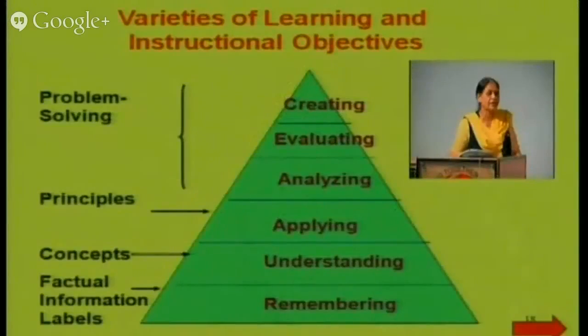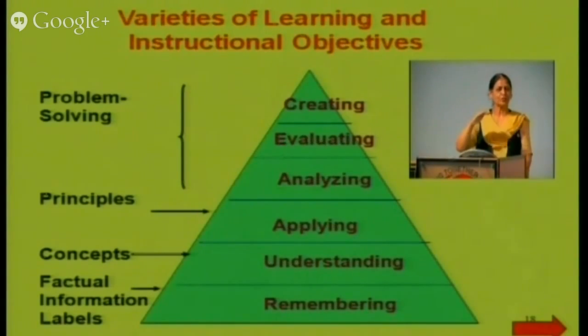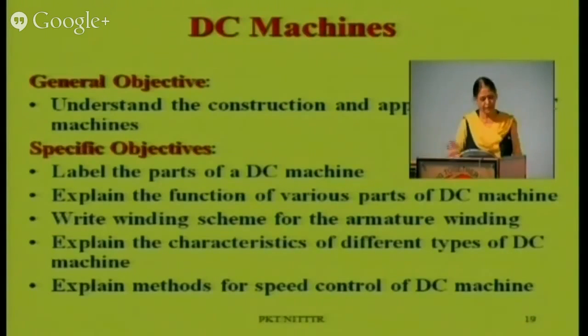So the objectives in the cognitive domain fall at 6 levels. Remembering, understanding, applying, analyzing, evaluating, and creating. Remembering and understanding are referred to as lower level abilities. What do we call the rest? Application and above, higher than application, are higher level abilities. Okay?